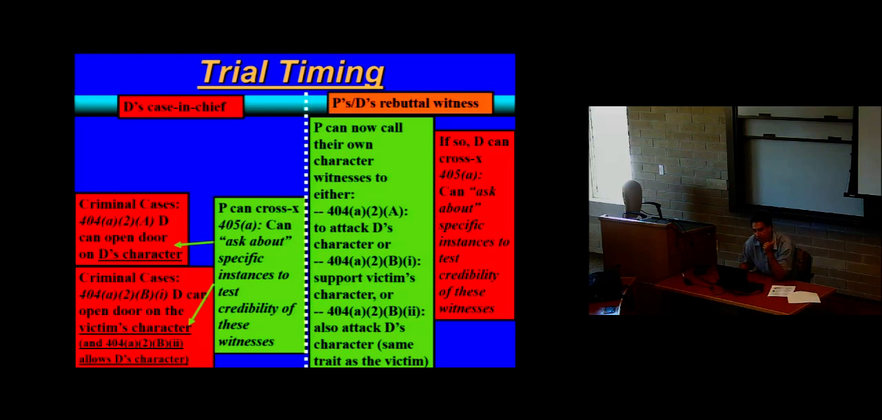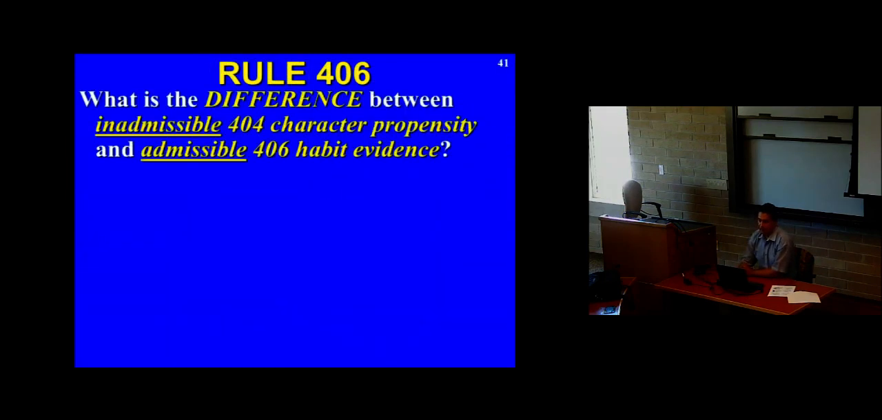And remember, if they do ask a question about a specific instance of conduct, there has to be a good faith basis for it, it has to be in the judge's discretion, and it has to be of a pertinent character trait. But they get to ask those questions just the way the prosecution could test the credibility of the character witnesses of the defendant. Now the defendant gets to ask about specific instances of conduct to test the credibility of the character witnesses of the prosecution.